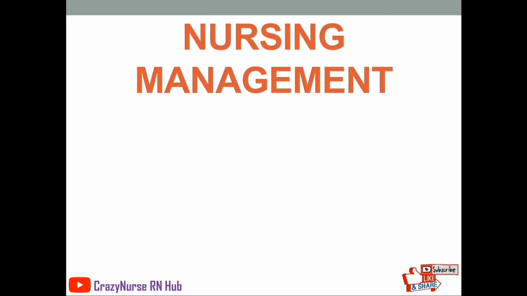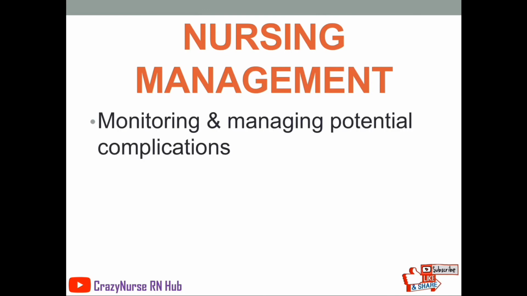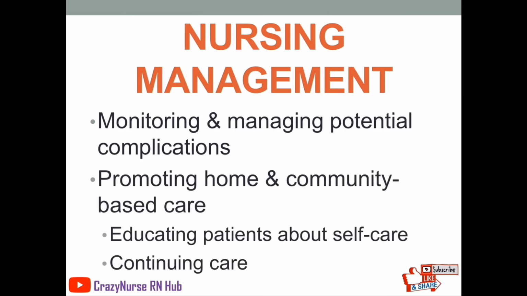Now let's proceed to the nursing management. First is monitoring and managing complications. Assessing for hypoglycemia and hyperglycemia involves frequent blood glucose monitoring, usually prescribed before meals and at bedtime, and monitoring for signs and symptoms of hypoglycemia or prolonged hyperglycemia, including DKA and HHS. We also have promoting home and community-based care by way of educating patients about self-care and continuing care at home.